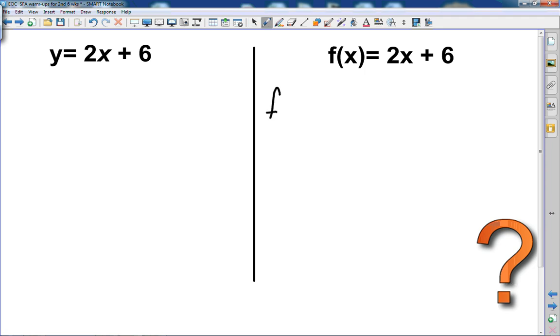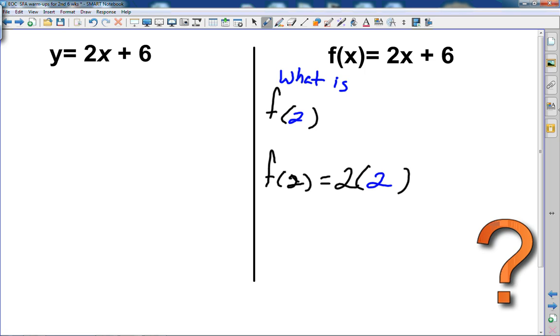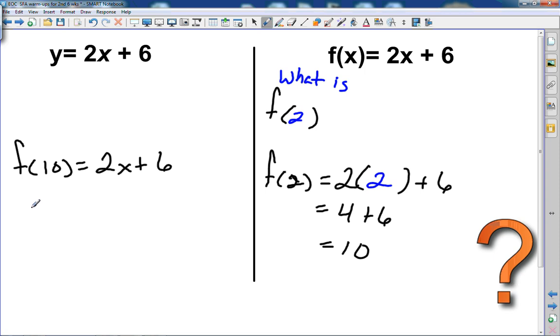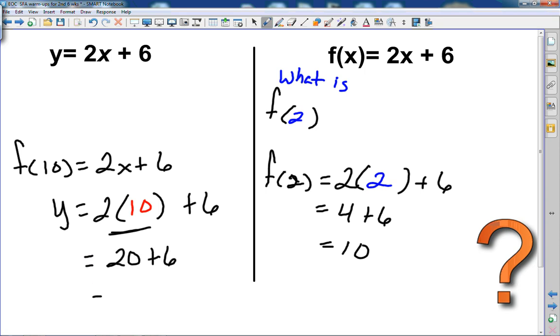All right, well, say that I've got f of 2. What is f of 2? It means that I'm going to put 2 in for wherever the x is. So 2 times 2 is 4, plus 6, so it equals 10. So another example would be f of 10 for this equation. Really, it's like saying y equals 2 times 10 plus 6. 2 times 10 is 20 plus 6, so it equals 26.